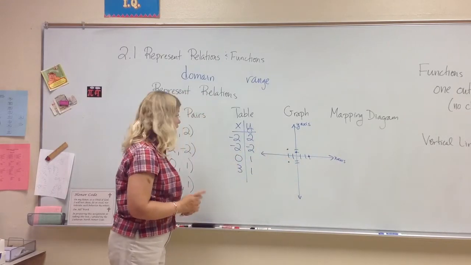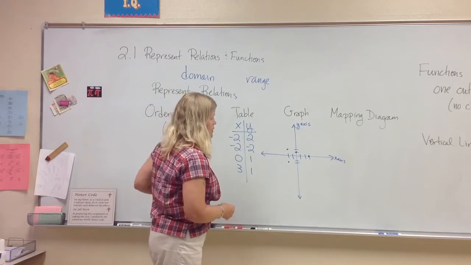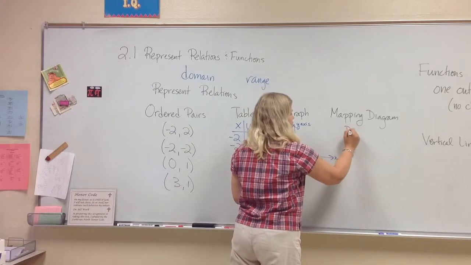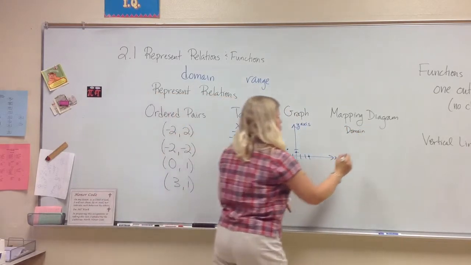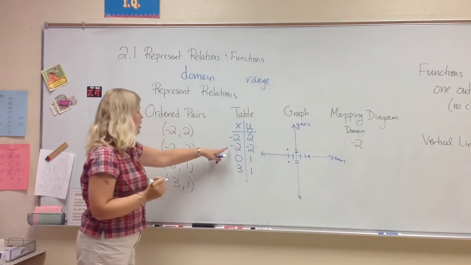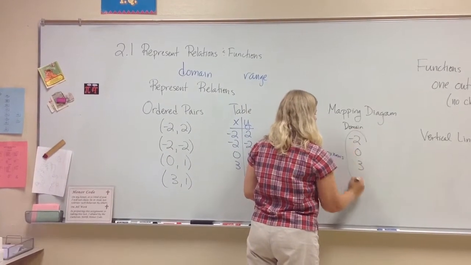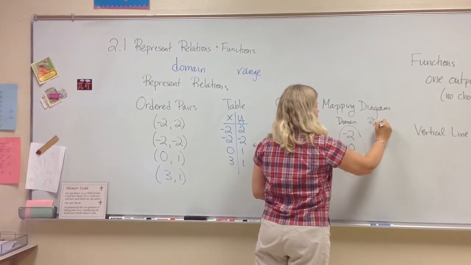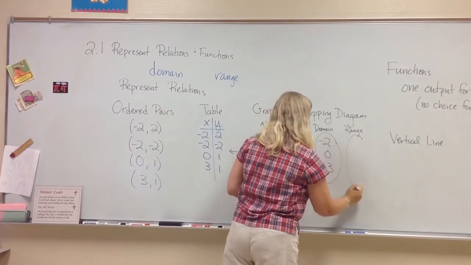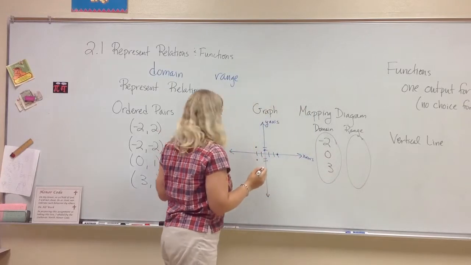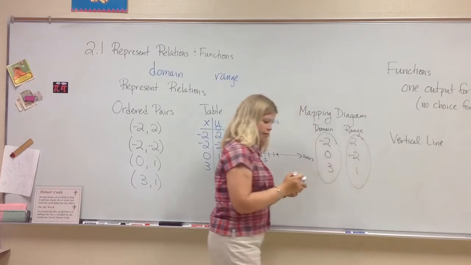All right, the other thing you could do is a mapping diagram. And when you do that, you list everything that's in your domain. And so in our domain, we have -2. What's another number? Well, we're not going to write it twice, but we also have a 0, and we also have a 3. And then we can circle those. Then we're also going to make a little circle for the range, and we're going to put all the numbers that fall in the range. Let's see, we have 2, and we have -2, and we have 1.